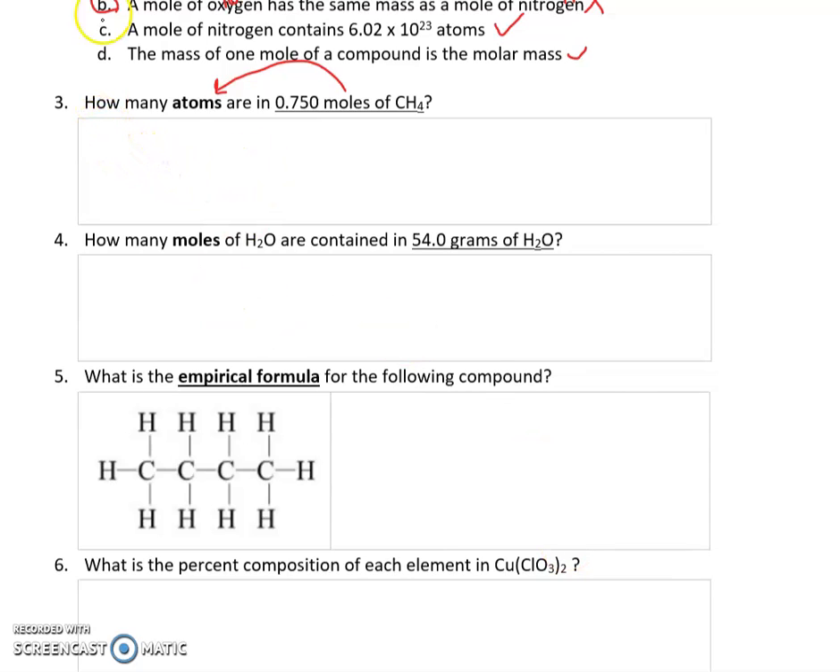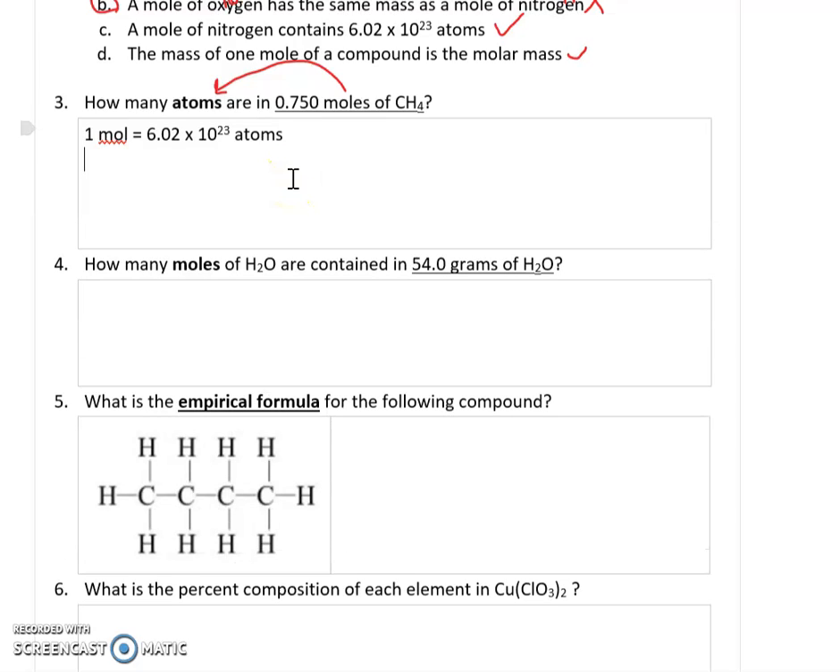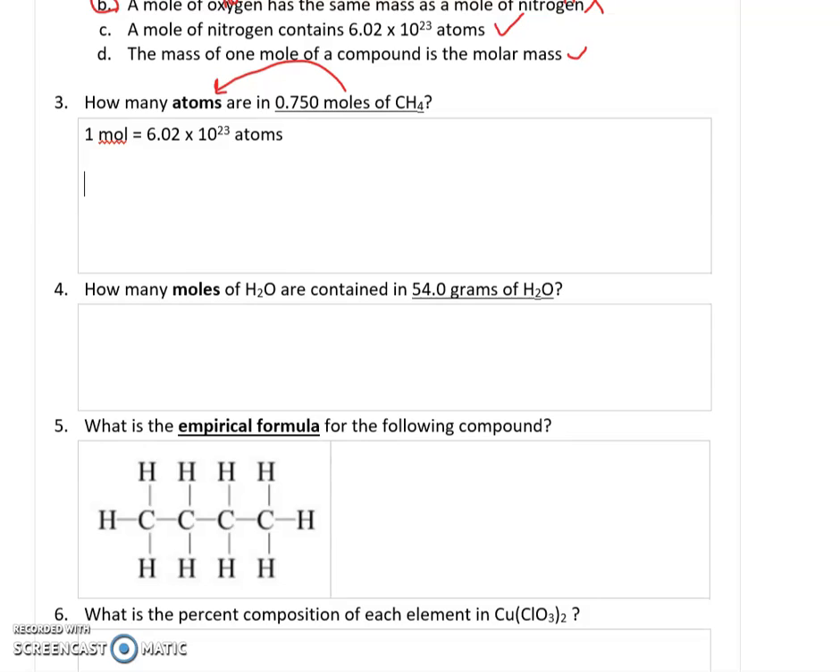So, I know that in 1 mole, there is 6.02 times 10 to the 23rd. What are we talking about here? Atoms. 1 mole is equal to this. All right, so now I can set it up. I can see that it says in 0.750 moles, this is what I start with.